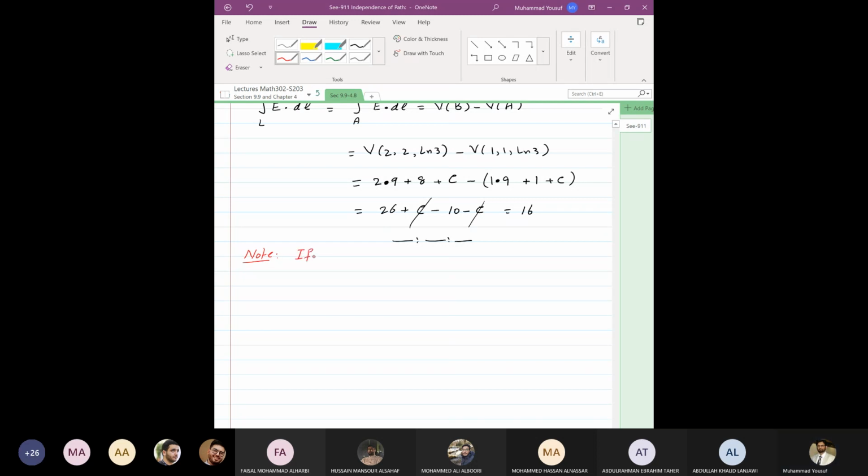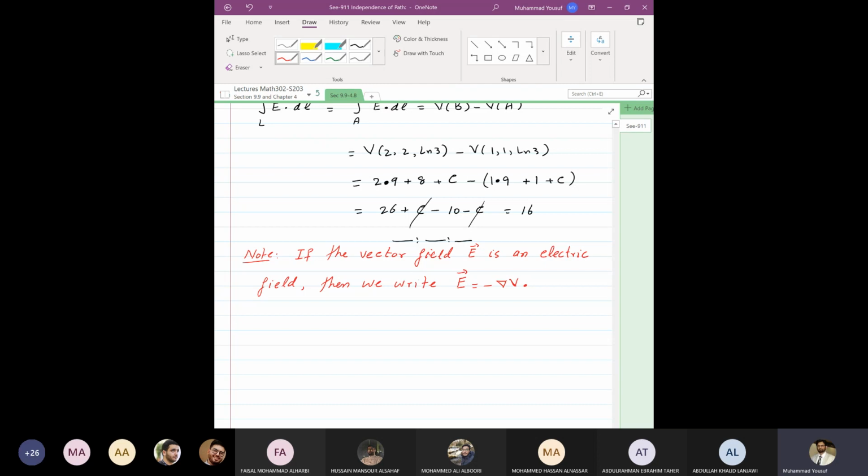If the vector field E is an electric field, then we write, and this electric field is conservative if this is equal to negative of gradient of V. We put a negative sign with it if it is an electric field.